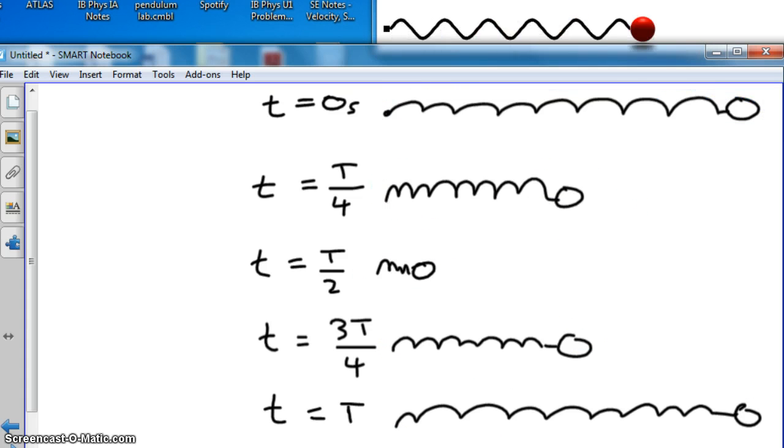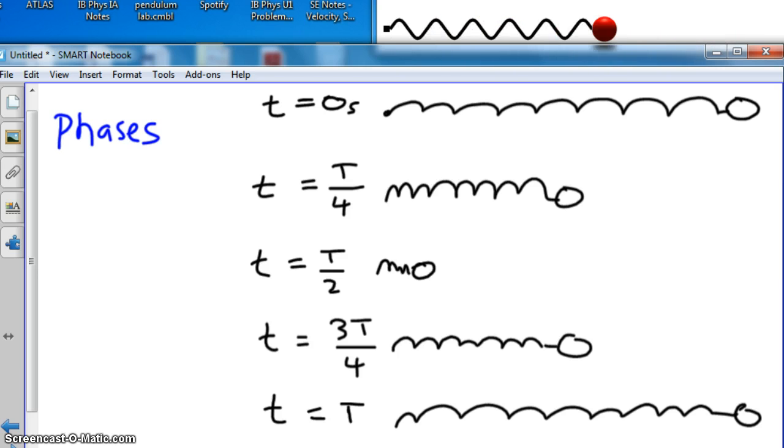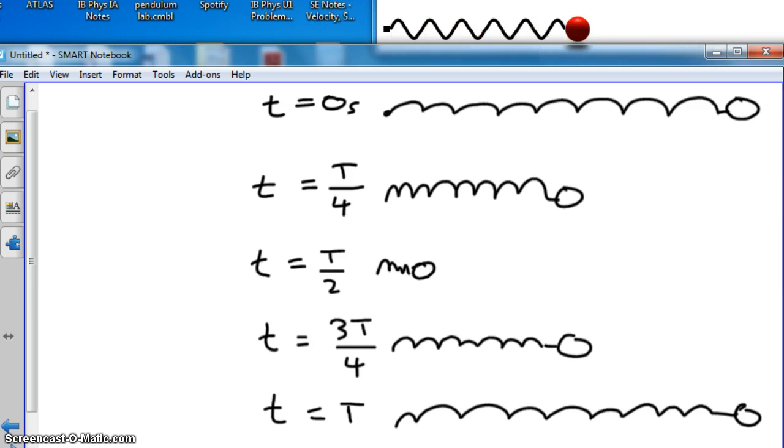We can't just call them stage. That's not very scientific. We don't sound very smart when we do that. Instead, we call these different phases. And phase just means the stage, or what portion or fraction of the way through a full cycle the object is. So if we look at these distinct phases I've drawn, the way we measure phase is with radians or degrees.